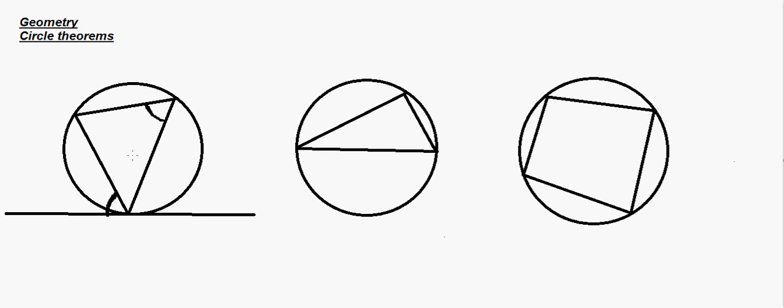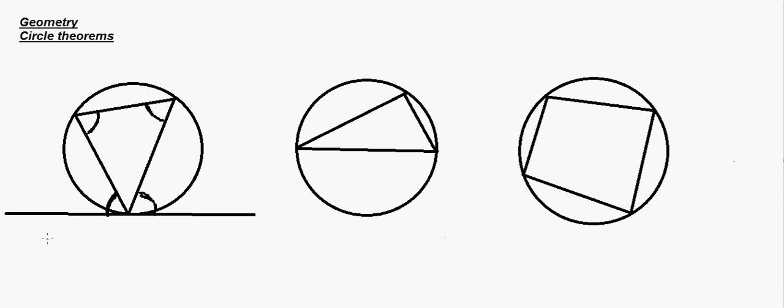Okay, so if this was 60 degrees, this would be 60 degrees, because this angle and this angle is furthest away from it, so these two angles will be the same. Equally, this angle here and this angle here will be equal because this angle down to the line is always equal to the angle furthest away.